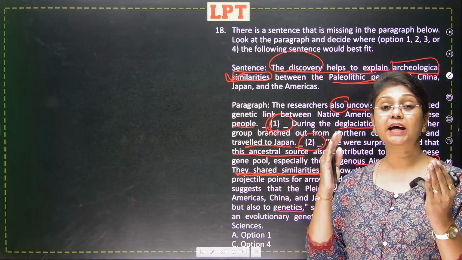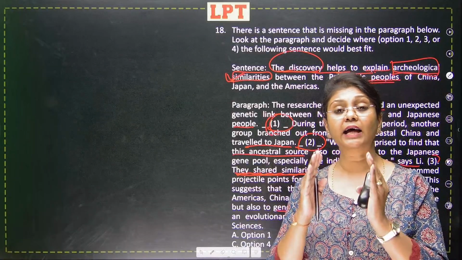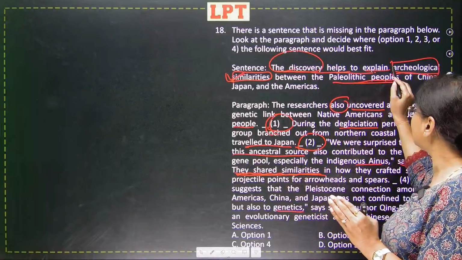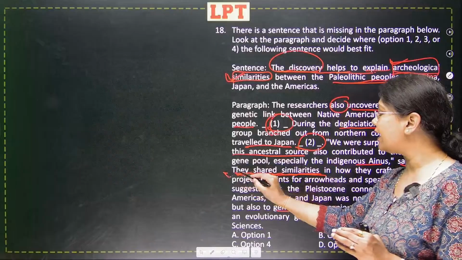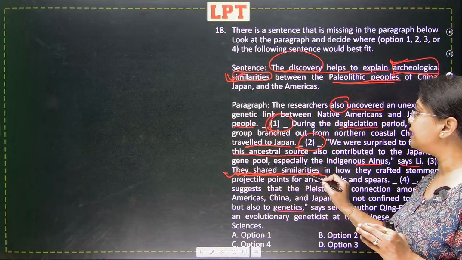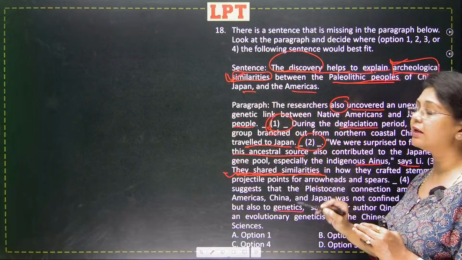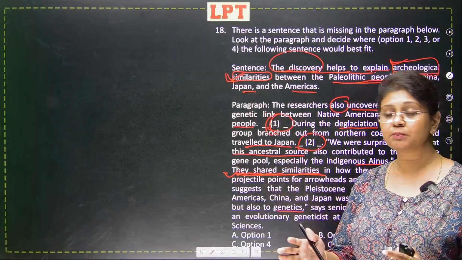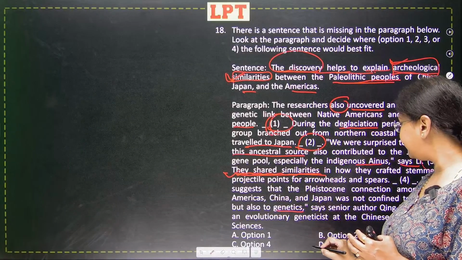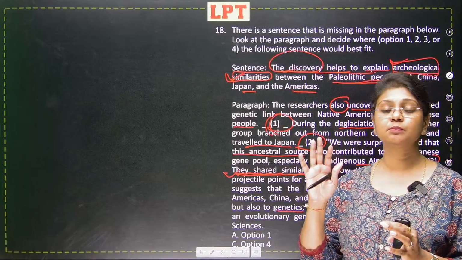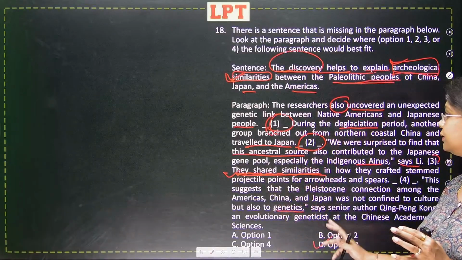So if you look at the idea that is being talked about, we are talking about a certain research, and that research is telling us about the archaeological similarities. If you go to the passage here, you have a line which says they shared similarities. Here, they refers to the people of China, Japan and America, and because we have mentioned similarities, the answer would be D, which is option 3. It is most likely to go into the third blank, which is option D here.